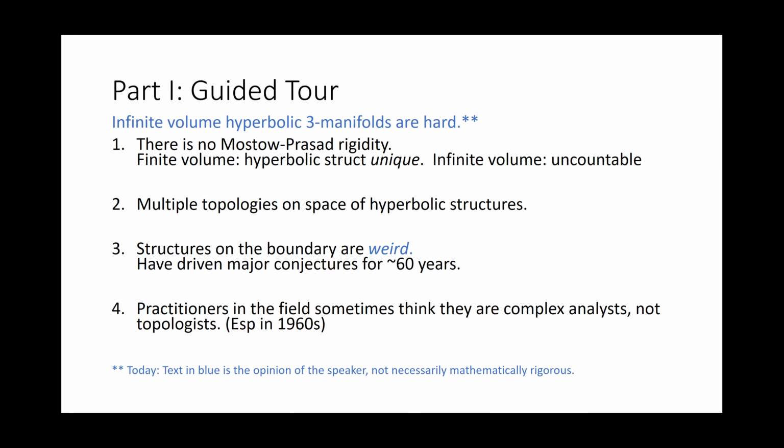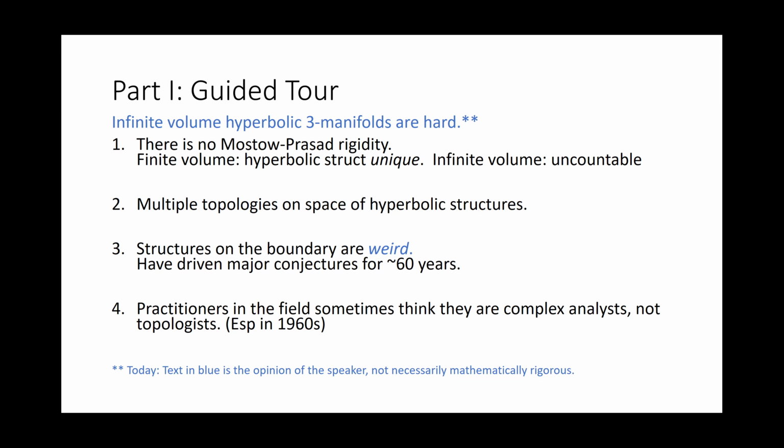And number 2, there are multiple topologies on the space of hyperbolic structures that are typically used to explore things. I'm not really going to talk very much about the different topologies, but an issue with reading the literature is sometimes something is proved in one topology where you actually need a different topology, and you don't realize it until you try and use the result and it's wrong. So that's something important to keep in mind.